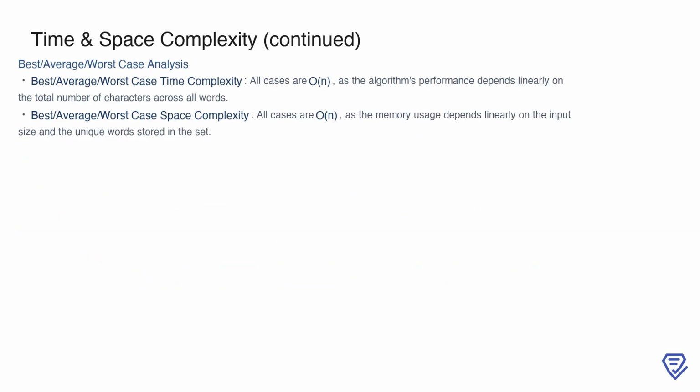Now, let's summarize the best, average, and worst-case scenarios. In all cases, the time complexity is O(N), as the algorithm's performance is determined by the total number of characters across all words.